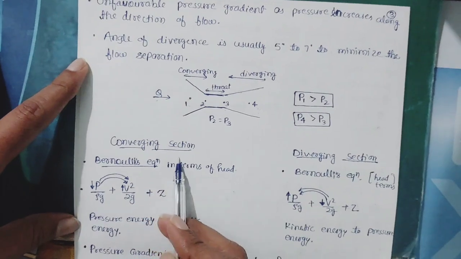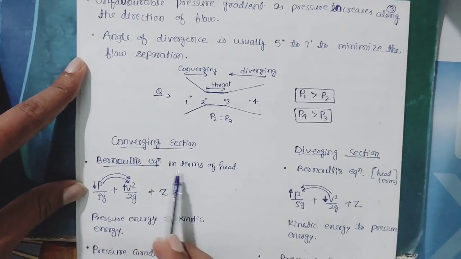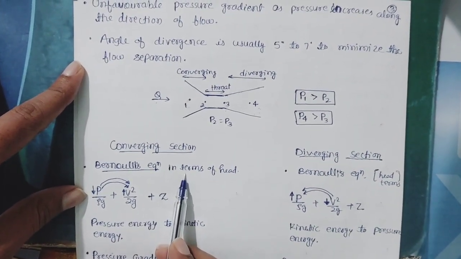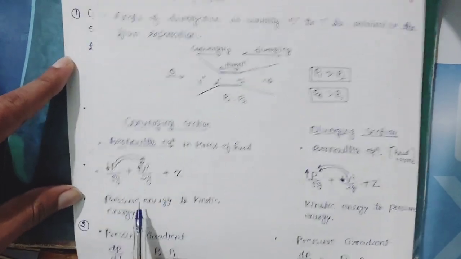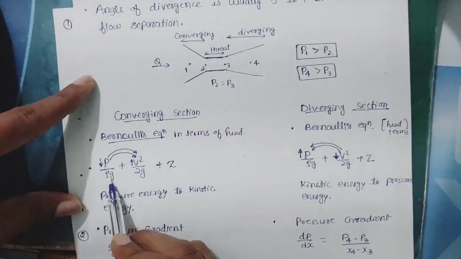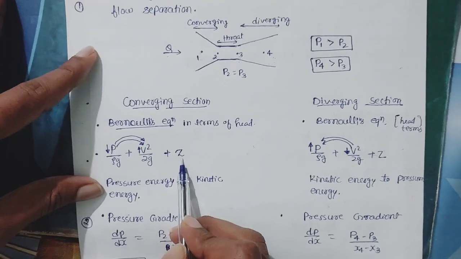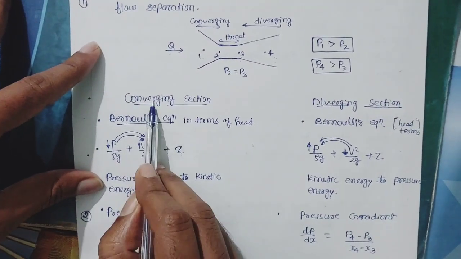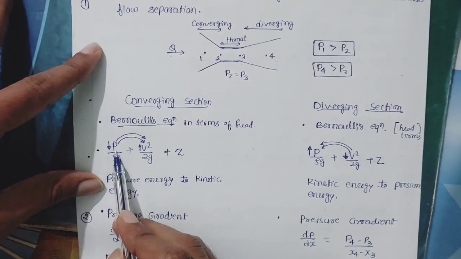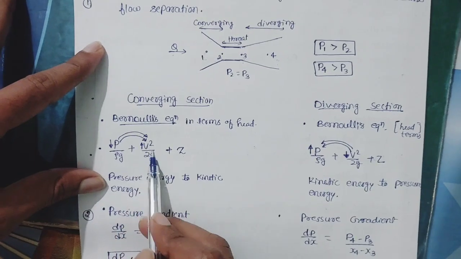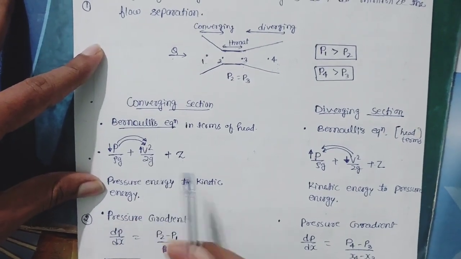Converging section, Bernoulli equation in terms of head. Here I am writing the Bernoulli equation in terms of head: P upon rho g plus V square upon 2g plus z. So here in the converging section, velocity is increasing, so pressure energy is converting into kinetic energy.